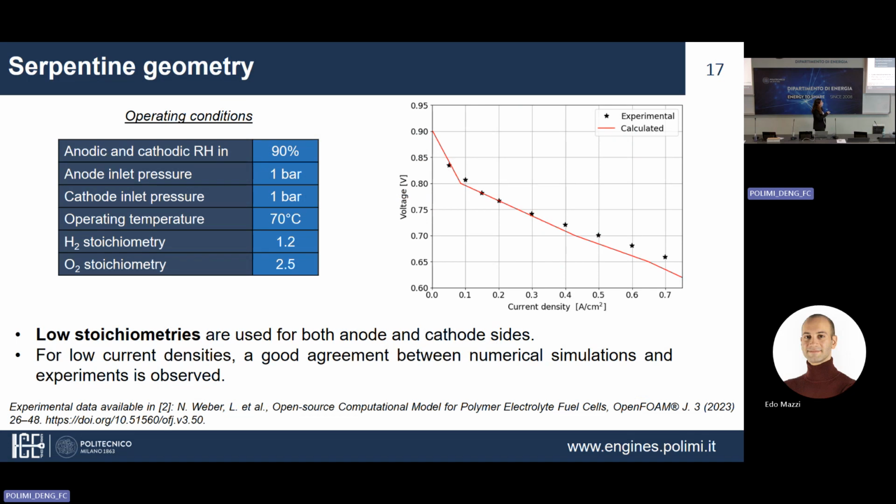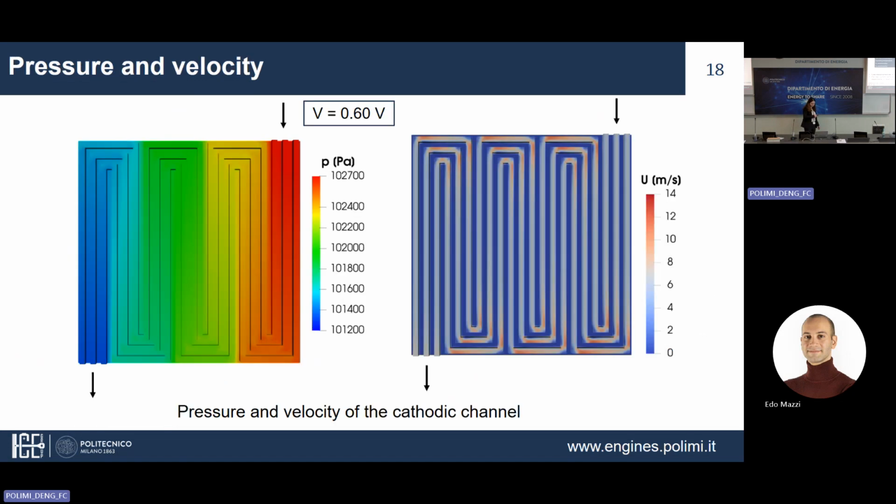The operating conditions of this fuel cell were a little bit different from the previous one. So we can see a lower stoichiometric ratio and atmospheric pressure in the air and hydrogen channels. And what we have found out in our methodology is, even in this case, a good agreement with experimental data.